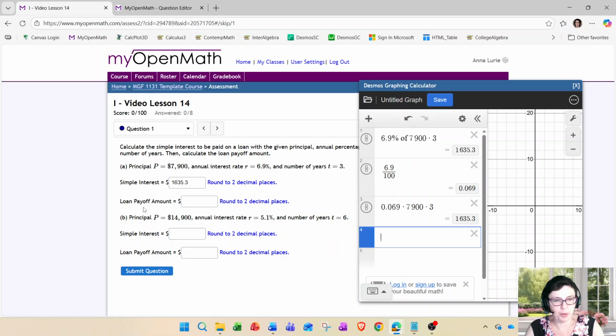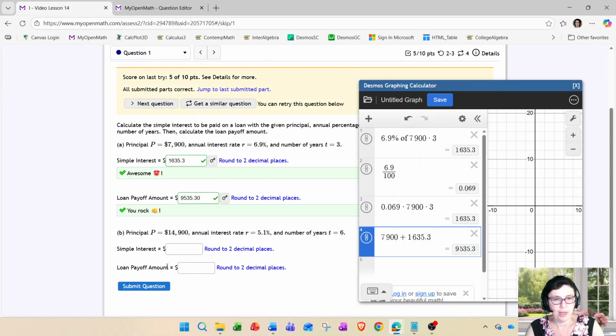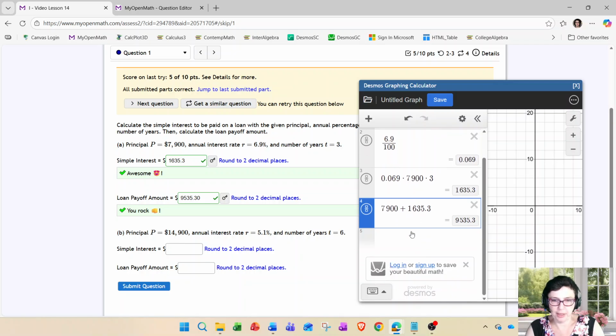And then the last part is the loan payoff. So this is just the interest they're charging you. That's not the total amount of money you're going to have to repay. So to figure that out, we're going to take the principal, or the original amount that you borrowed, and add the interest. And then you are actually going to repay $9,535.30.